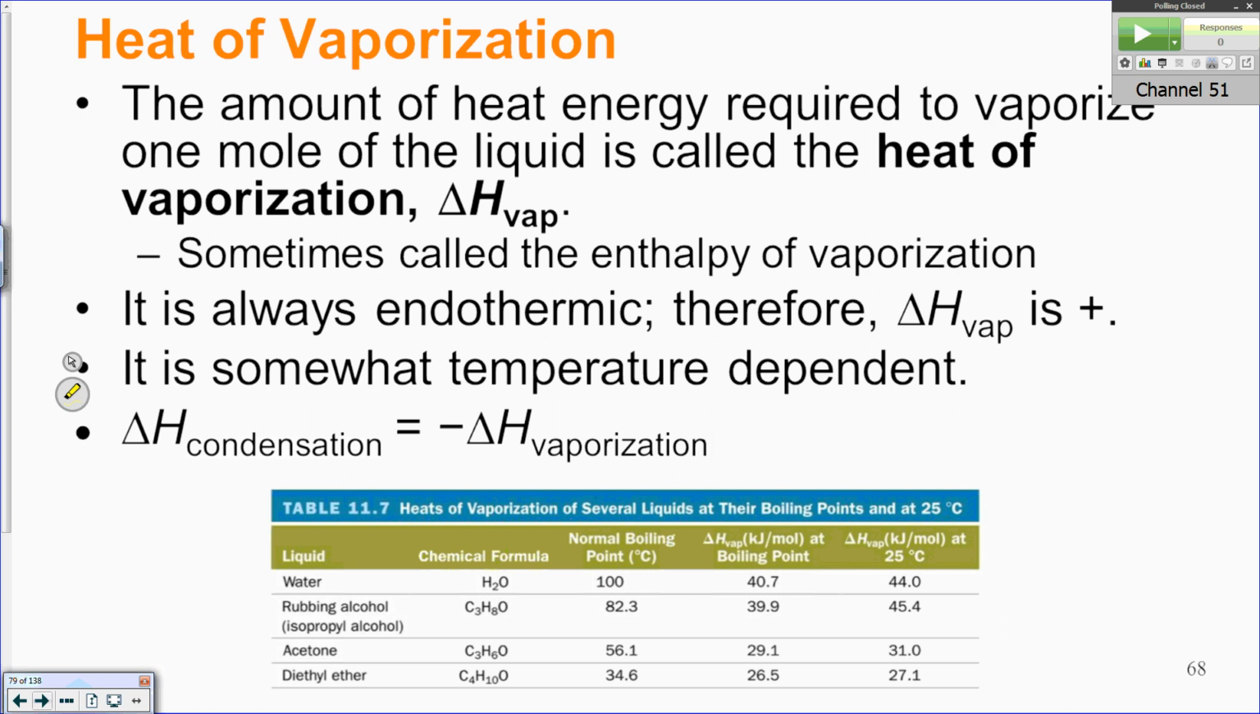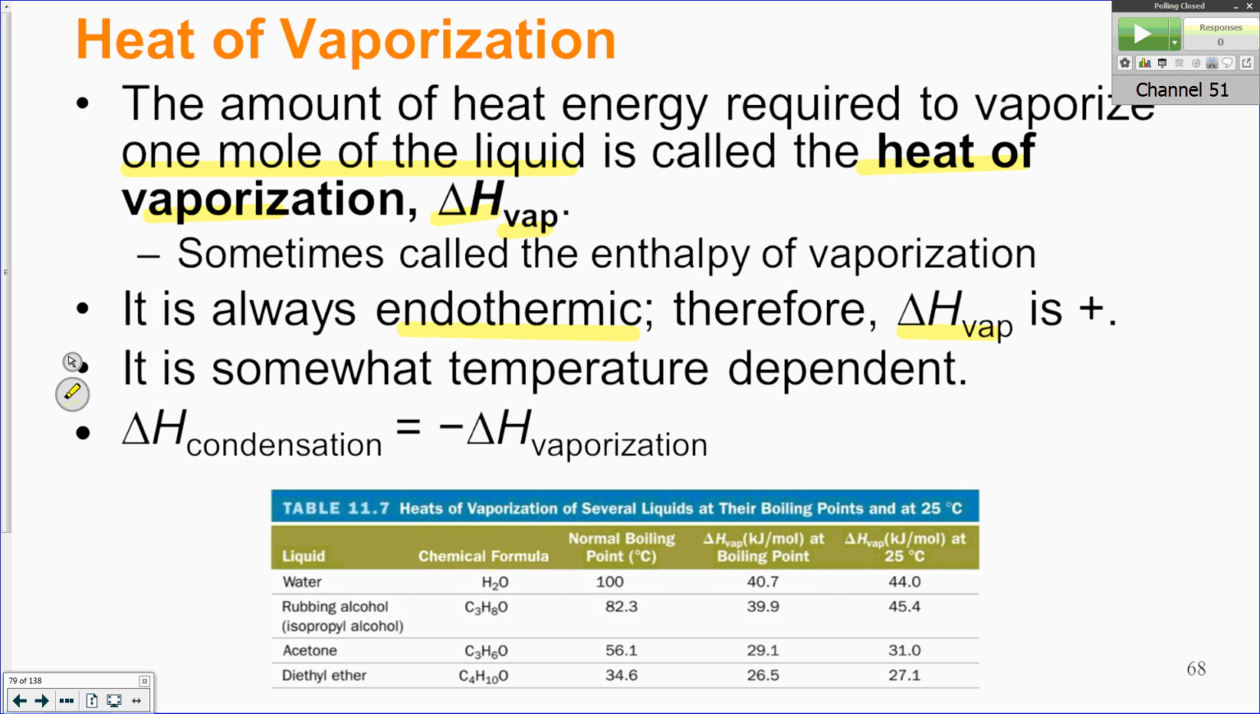So the heat of vaporization is the amount of heat energy that's required to vaporize 1 mole of a liquid, and we give that delta H, change in enthalpy. H is for heat of vaporization, and VAP represents vapor. It's sometimes called the enthalpy of vaporization. It's always an endothermic process, therefore the sign of it is positive. And it's a little bit temperature dependent.